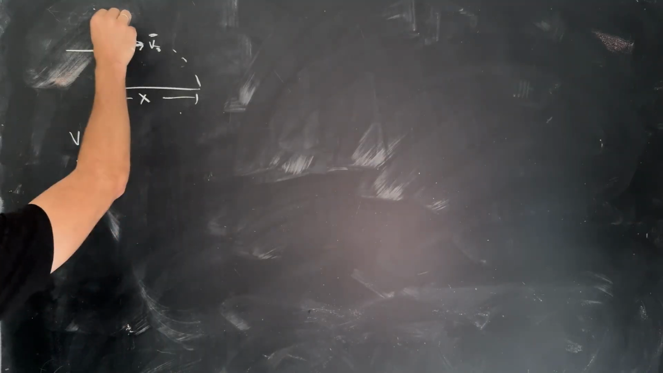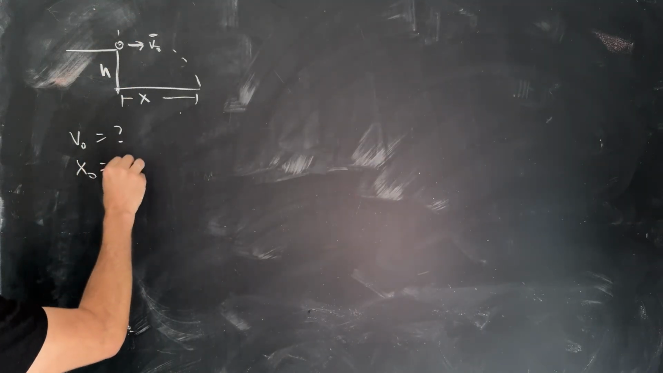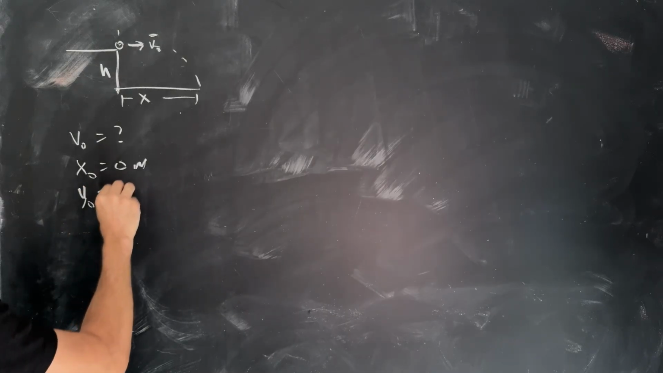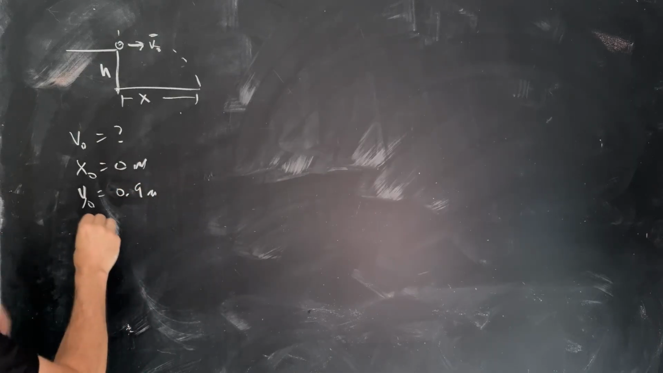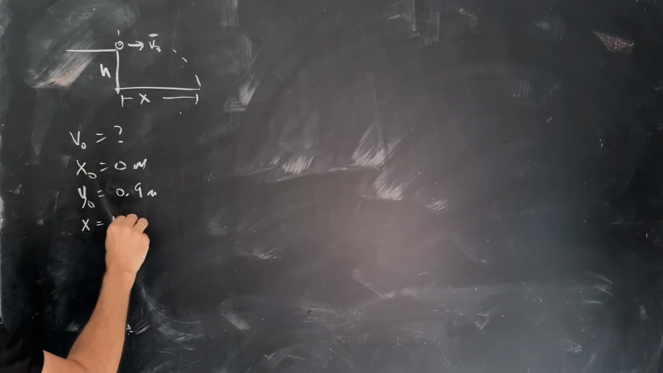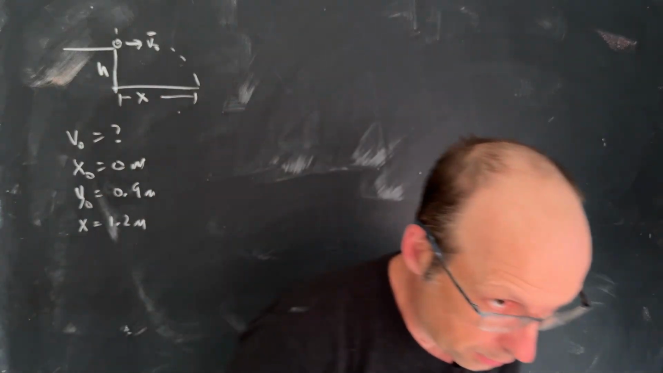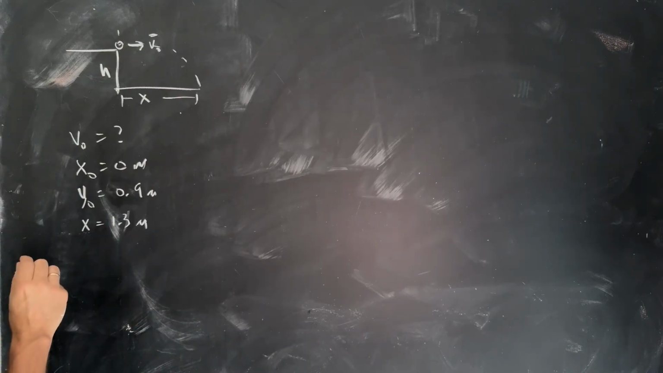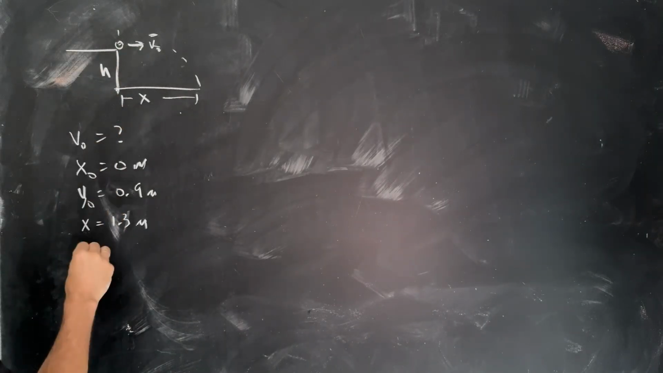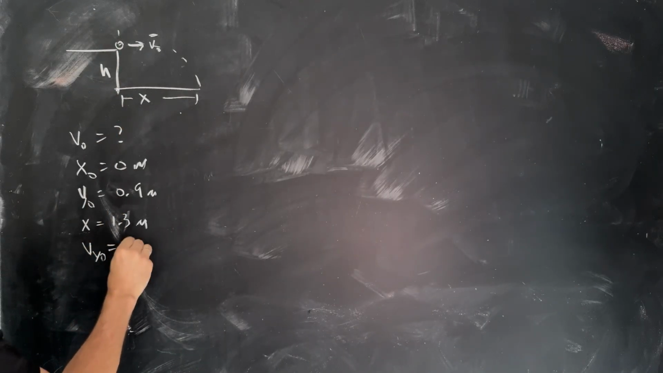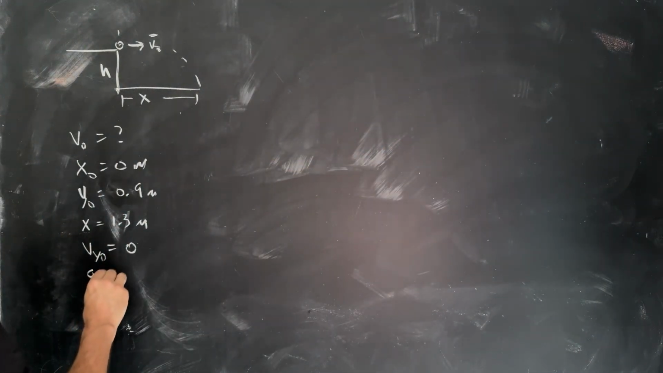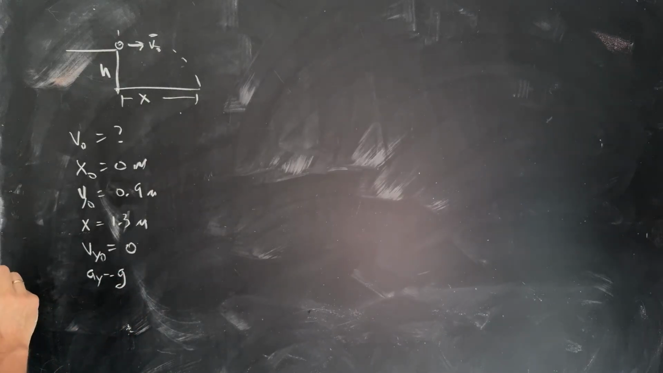x initial, let's call this the initial location. So x0 is 0 meters, y0 is h, which is going to be equal to 0.9 meters, and then x final is 1.2 meters. Is that right? 1.3. I was really close. What else do I know? I know the initial y velocity, vy0, is 0, right? Because it's shot horizontally. I know the y acceleration is negative g, and that's that.